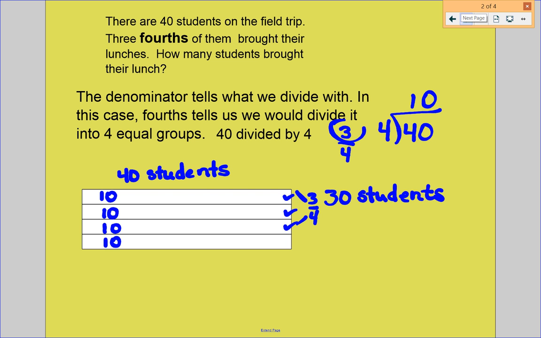Again, like this one here, we have 40 students on a field trip. 3/4 of them brought their lunches, so I have to divide it into groups of 4. Each group is 10, and then I put that 10 into here, and then I have 3 of those 4 groups that brought their lunches, so that's 10, 20, 30. Don't make the mistake of thinking you're done when you get the answer here. When you finish your division problem, then you need to fill out your chart like that.